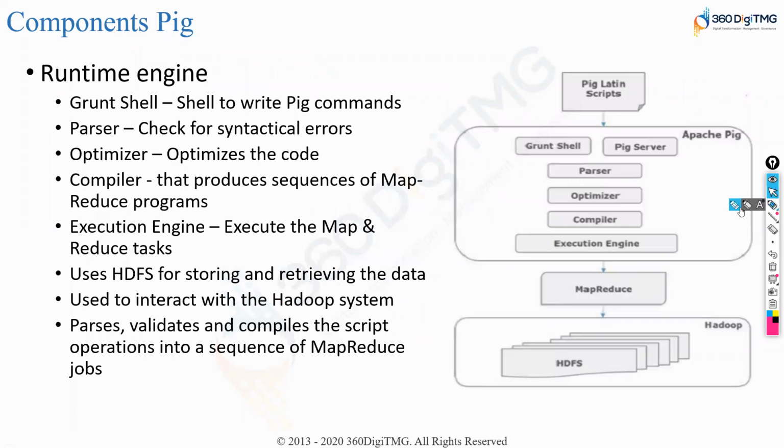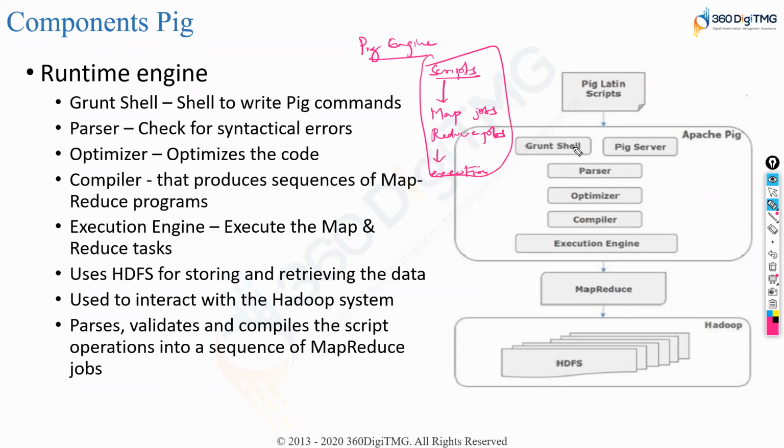Now, whenever we talk about the Pig engine, it is going to look into the scripts which are written in Pig language. Those scripts will be converted into map jobs and reduce jobs for execution purpose. In order to do this, the Pig engine has different components: Grunt shell, parser, optimizer, compiler, and executor.